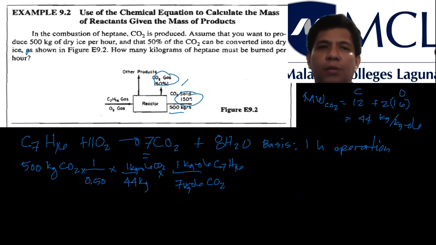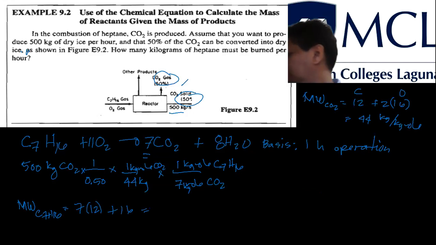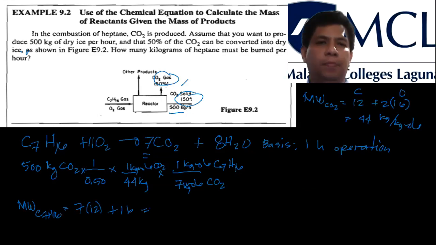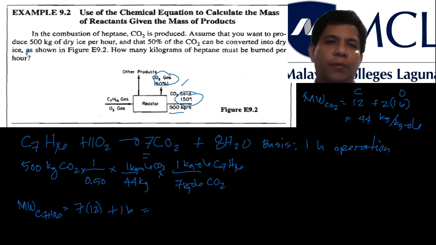So the molar mass of heptane is 7 times 12 plus 16. This will give you 100, exactly 100 kilogram per kilogram mole.